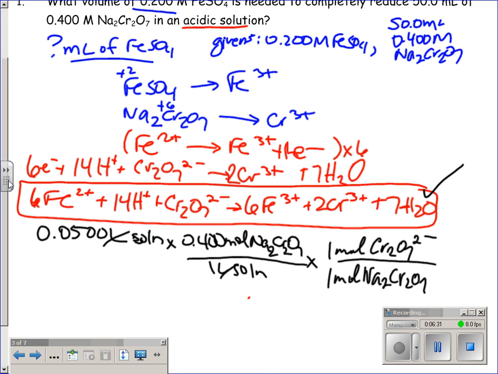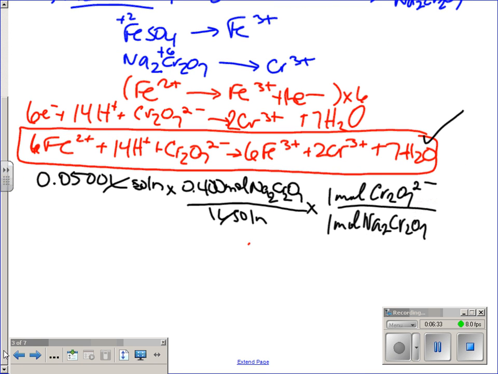Okay, so now it's starting to look like more of our BCE. So I just canceled out moles of sodium dichromate, moles of sodium dichromate. Now I'm in moles of dichromate only. What was the purpose of that? What's my next step?